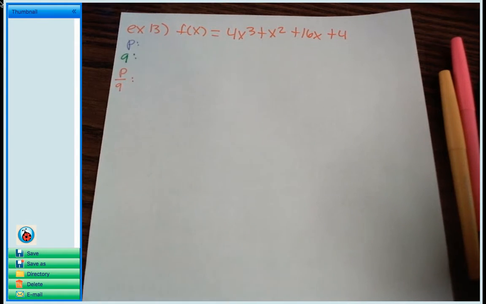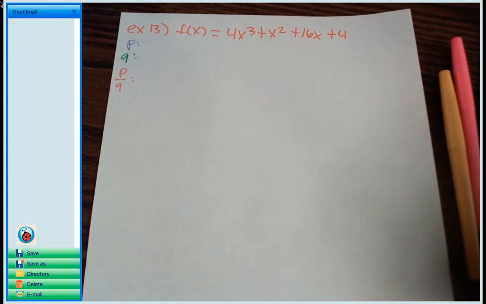Okay, everyone, the final problem of this section. We are doing the rational zero theorem again. So we're finding all the roots of this lovely polynomial and writing this thing in factored form. I promise this one won't take as long as example 12.